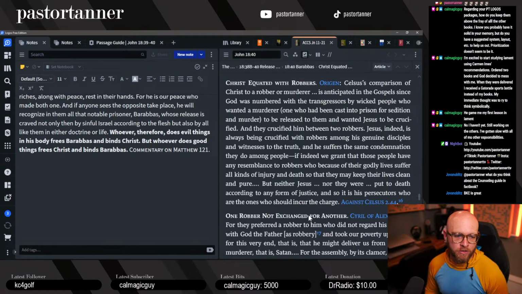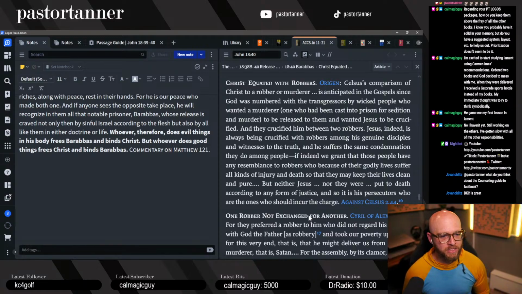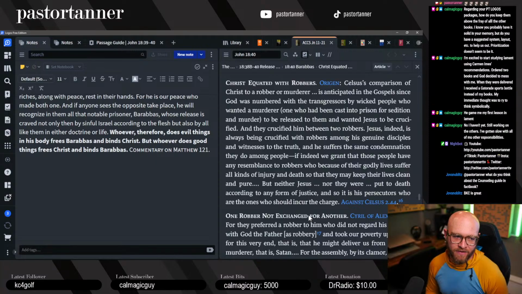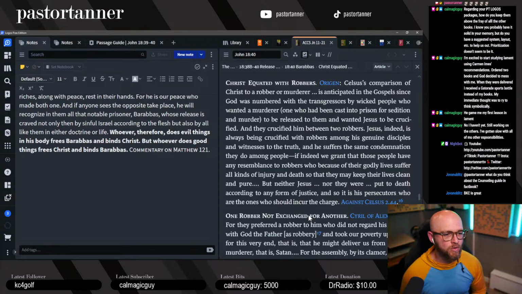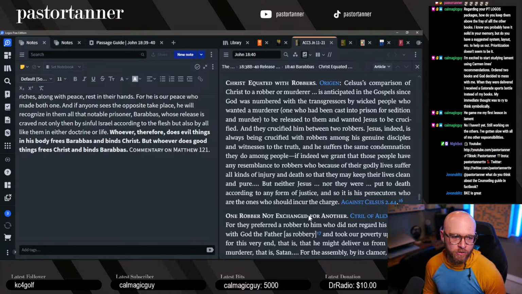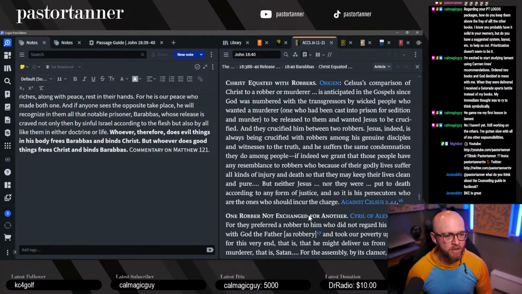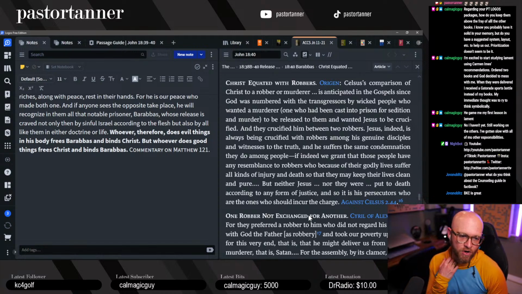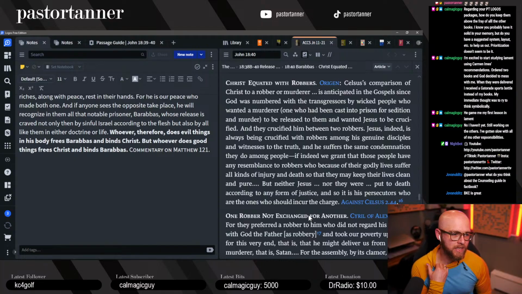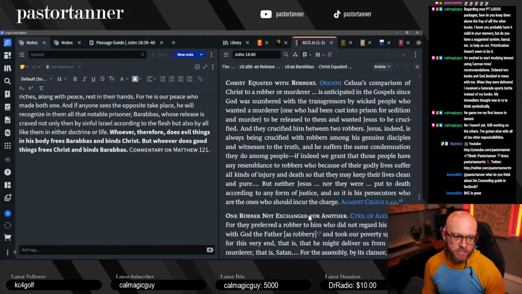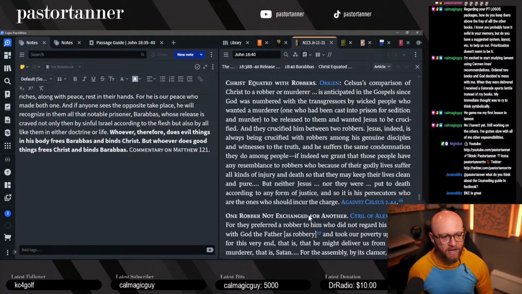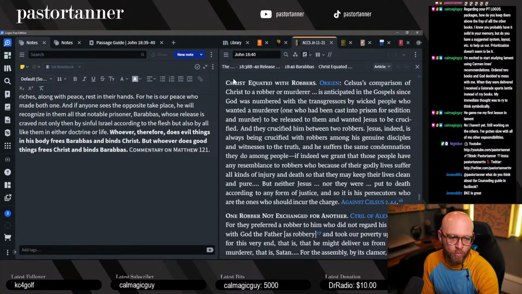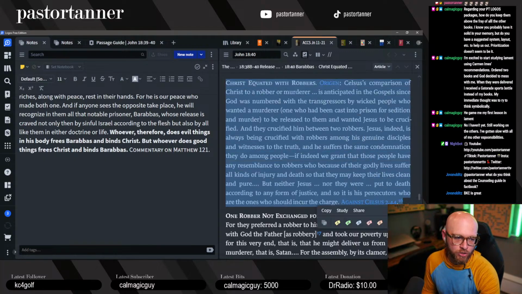Jesus indeed is always being crucified with robbers among his genuine disciples and witnesses to the truth, and he suffers the same condemnation they do among people, if indeed we grant that those people have any resemblance to robbers, but who, because of their godly lives, suffer all kinds of injury and death, so that they may keep their lives clean and pure. But neither Jesus nor they were put to death according to any form of justice, and so his persecutors are the ones who should incur the charge.